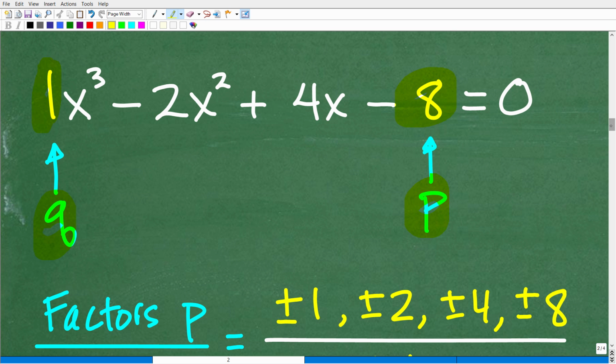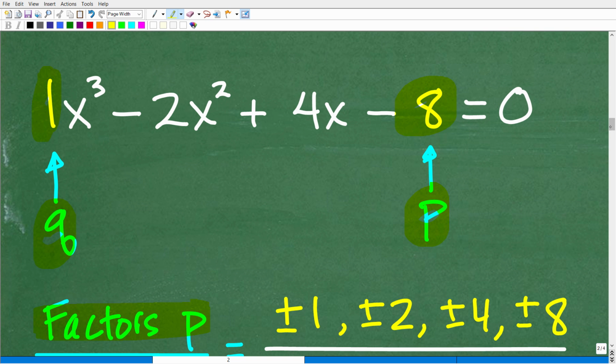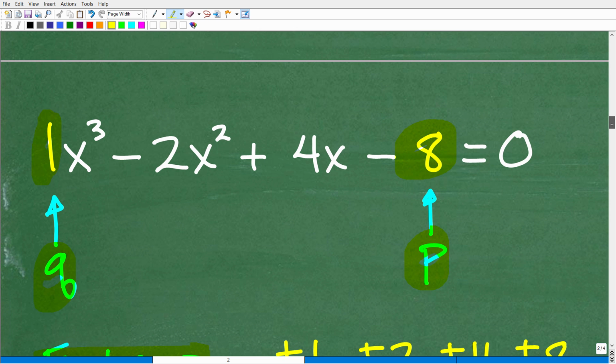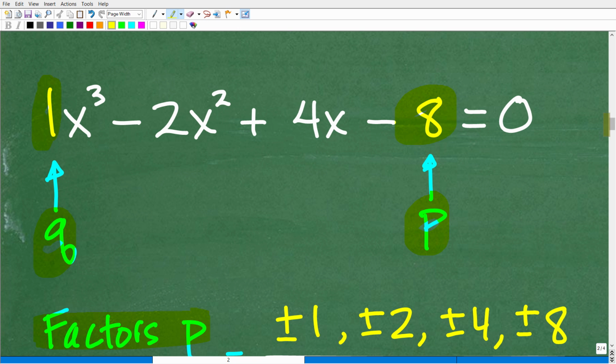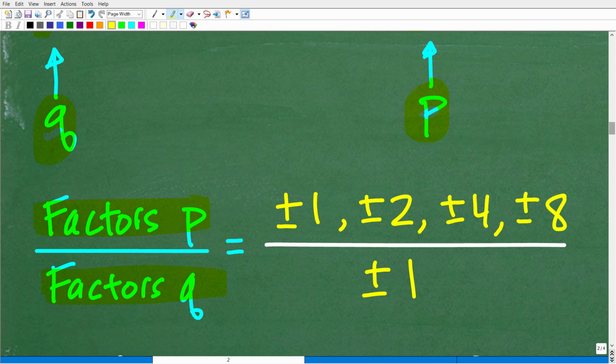Okay, so here is the rational root theorem. It basically says the factors of P, which is the constant value right over here, in this case it's -8, over the factors of Q, and in this particular problem, the factor of Q is 1. So we're going to list all the factors of P and Q, and we're going to create a fraction. So the factors of P over the factors of Q. So this is 8 and this is 1. It doesn't make a difference if it's negative or positive. We're going to still have the same factors.